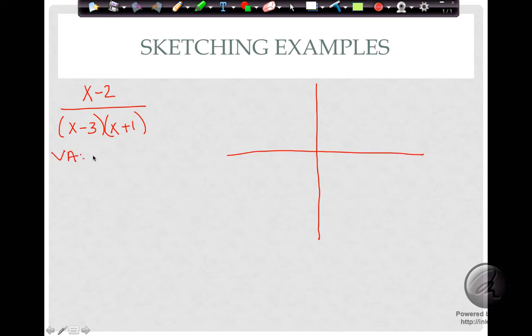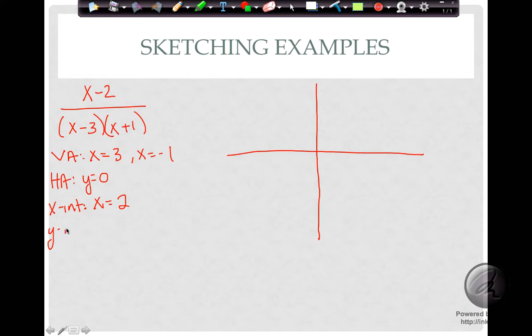Vertical asymptotes. In this case, I have x equals 3, and x equals negative 1. Horizontal asymptote, I have a square in the bottom and a linear in the top, and therefore it's just straight up y equals 0. I need to find my x-intercept, and it's whatever makes the numerator 0. In this case, it's x equals 2. This one's going to be a little bit tricky here, by the way.